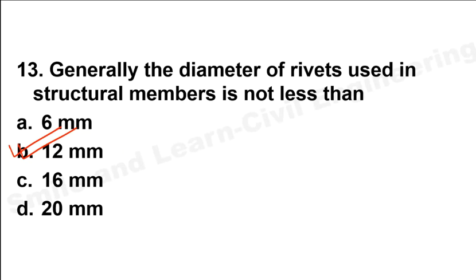It should not be less than 12 millimeter. Diameter of rivets used in structural members should not be less than 12 mm. Okay.